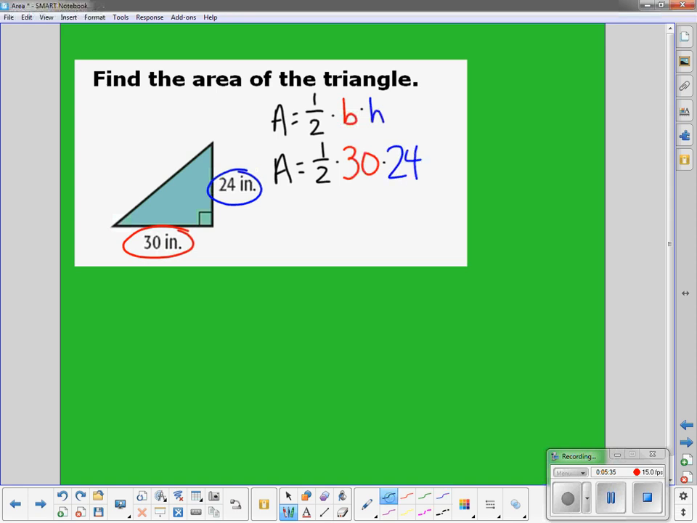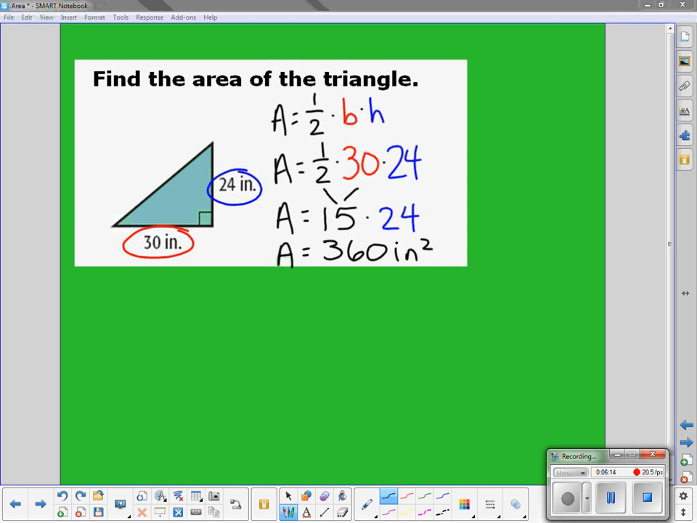Now, the fact that 30 is even means I can multiply it by 1/2. And anytime I multiply a number by 1/2, really what I'm doing is just dividing it by 2. So 1/2 times 30 is 15 times my 24. That just drops down. And now I need to multiply 15 times 24. And that comes out to 360 square inches.